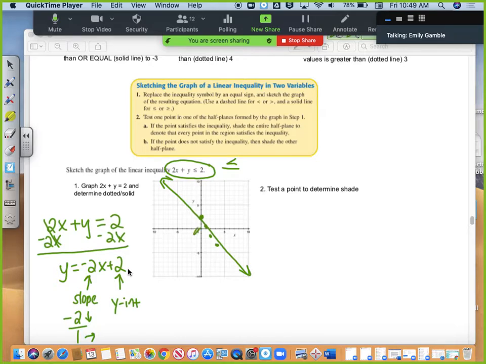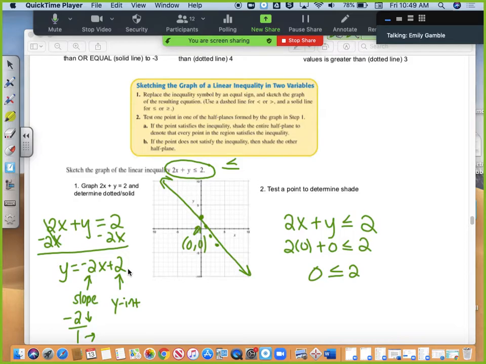I personally like to use 0, 0 to see if this area down here is the solution or not. 0, 0 is the easiest to use because when you replace 0 in for any y or x, you don't have to do any math. Everything turns into 0. Since 2 times 0 is 0 and 0 plus 0 is 0, this whole thing will always just be 0. And then you just see if this is true or not.